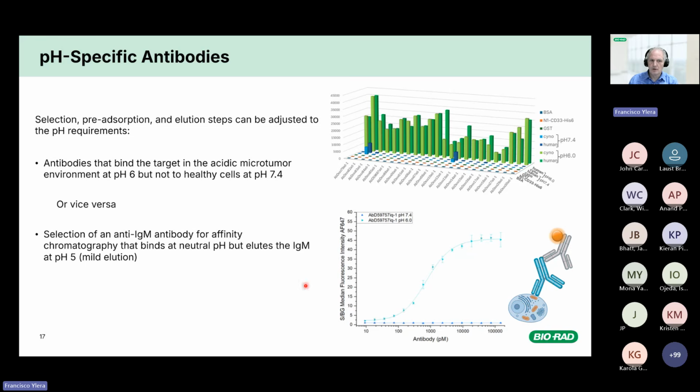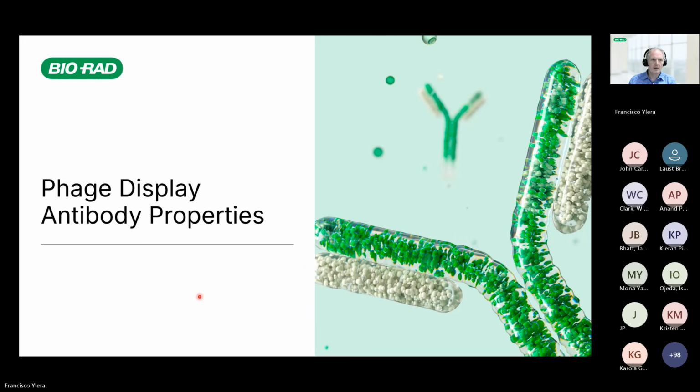But we can also do the opposite. We have selected antibodies against IgM that are used for affinity chromatography. And here we want that the IgM binds to the immobilized antibody on the resin at neutral pH, but we want to elute the IgM at very mild conditions at pH 5. And yeah, we generated antibodies that allow exactly this.